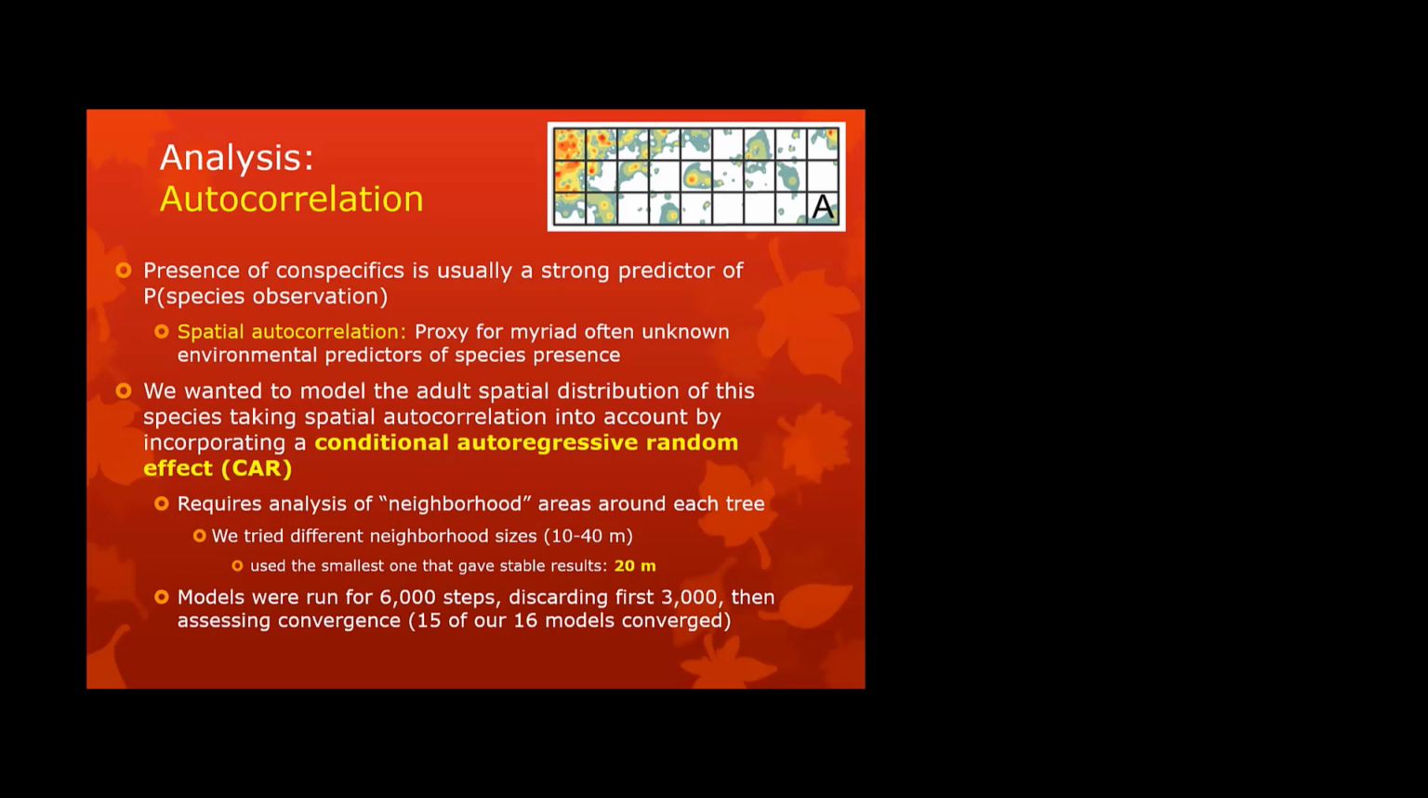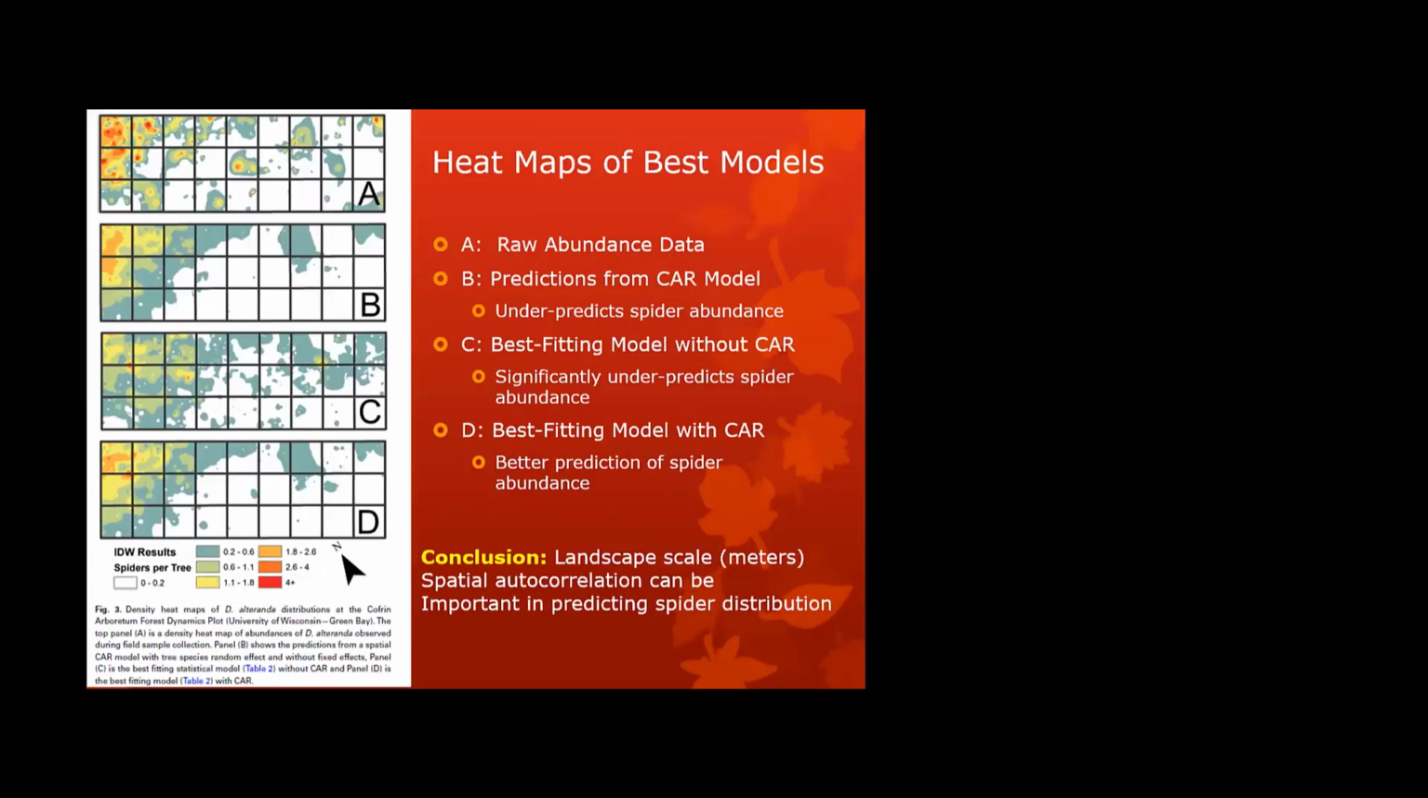These models were run 6,000 steps. We discarded the first 3,000, and then we looked to see if they would converge, and most of our models ended up converging. So here are the results. These are all heat maps of different models. Again, this is really the raw abundance data, our empirical data that we're trying to match.